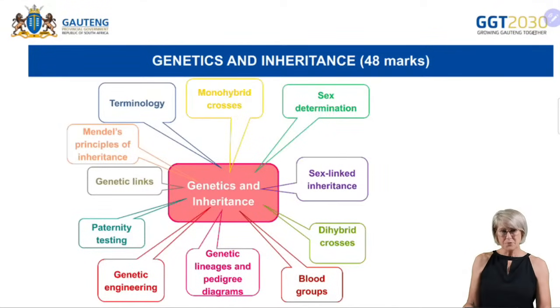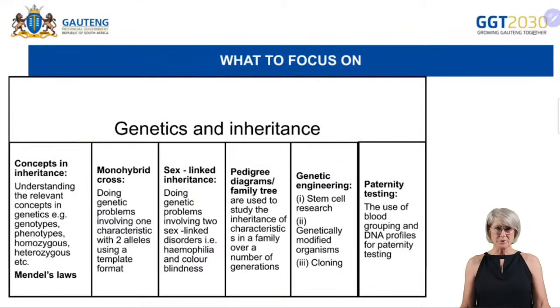Okay, so there are quite a few subtopics in genetics and inheritance, and they are listed here on this mind map. If you have a look, we can start off with terminology, then we look at monohybrid crosses, sex determination, sex-linked inheritance, dihybrid cross, blood groups, genetic lineages or pedigree diagrams, genetic engineering, paternity tests, genetic links, and Mendel's principles of inheritance. Okay, but today we're going to focus on the concept of inheritance.